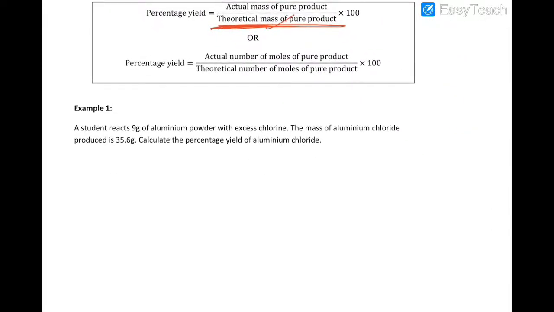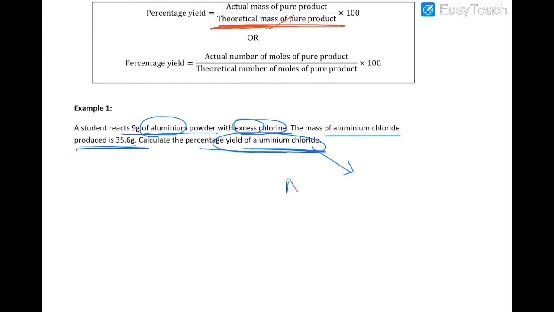So let's see the first example. A student reacts 9 grams of aluminium powder with excess chlorine. So the amount of chlorine is in excess, so we don't really need to know the number of moles of chlorine because it's in excess, which means that aluminium is going to be the limiting reagent. The mass of aluminium chloride is this, so calculate the percentage yield of aluminium chloride. If you need to find the percentage yield of aluminium chloride, it means that you need the actual mass of aluminium chloride. Let's work in mass because the mass is already given here.